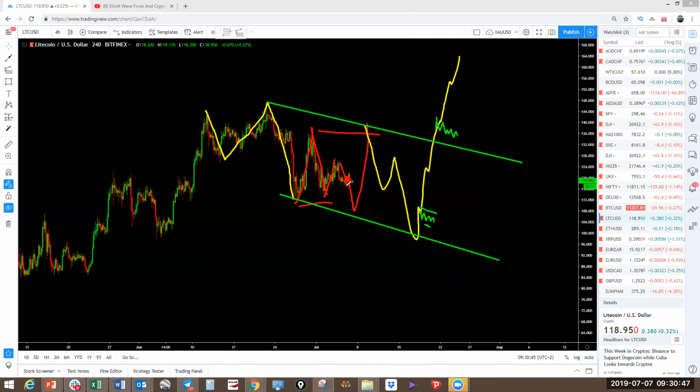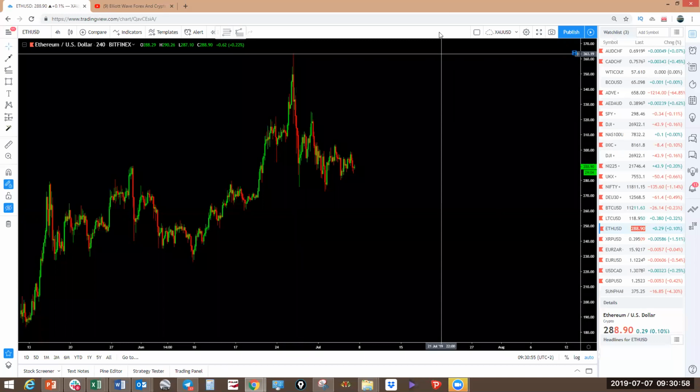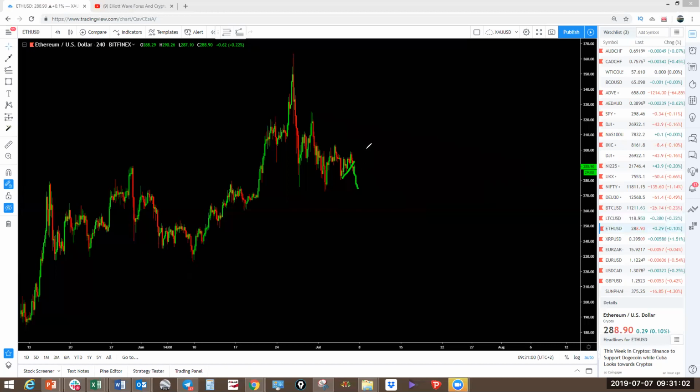What are we looking for in the immediate term? We're looking for this short move to the downside. You can see there's correlation with Bitcoin. That's what we're expecting there as well. That is Litecoin. Ethereum. Ethereum, same. Looking for this to drop a little bit lower here, up here, make a regular flat. You see, it's all similar.